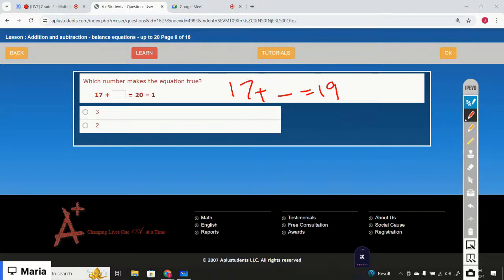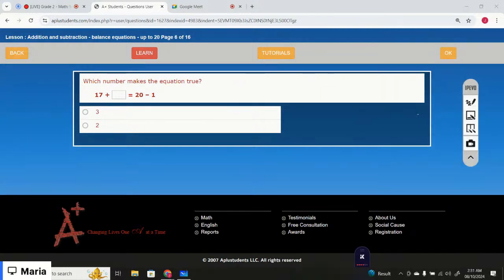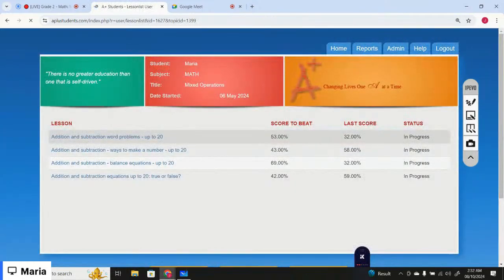That is 17 plus 2 makes 19. So the correct option is option number 2. Okay, you can complete the lesson by yourself later today. Let me just move on to the next lesson.